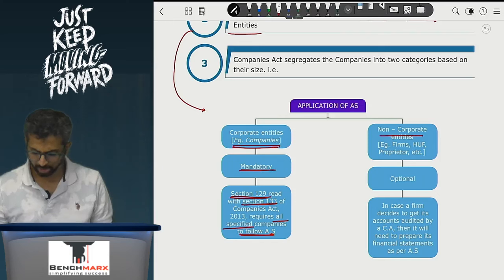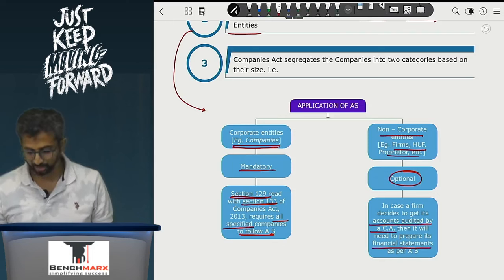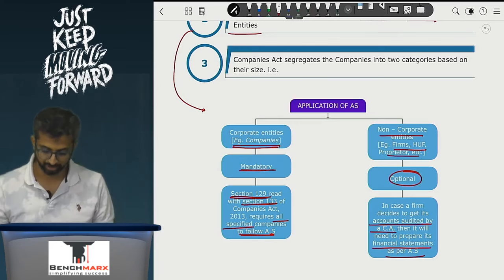For non-corporate entities, firms, HUF, proprietor, it is optional. In case a firm decides to get its accounts audited by a CA, then it will need to prepare its statements as per AS, otherwise it is not needed.